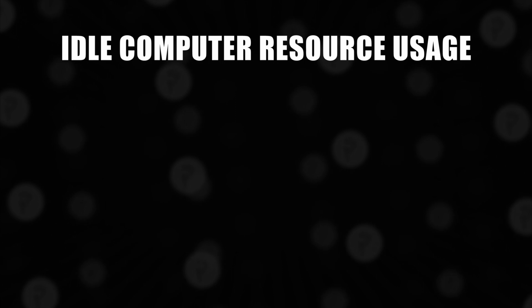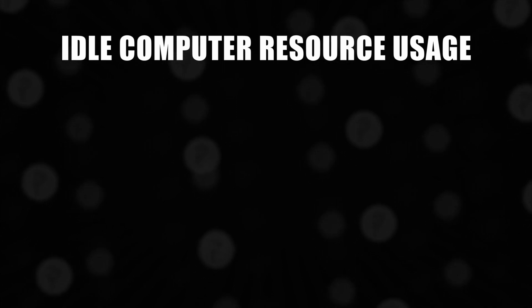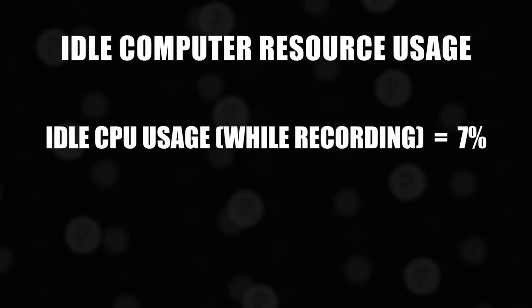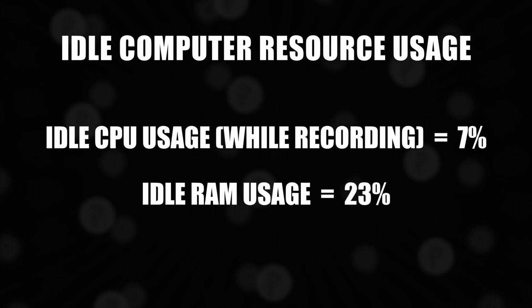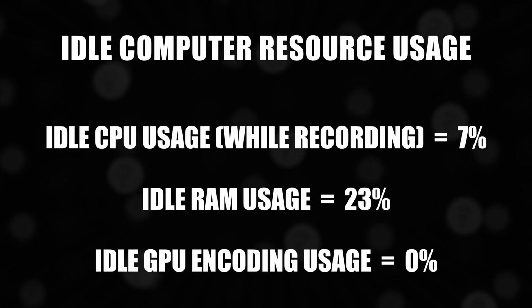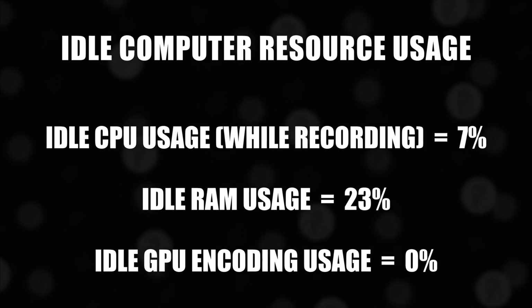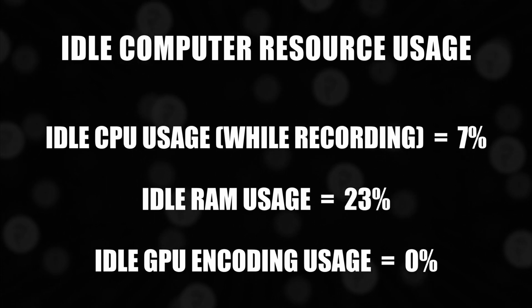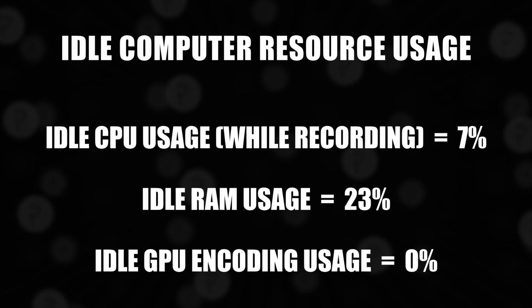Over on the left hand side, I have my task manager open, which shows all of my usages and percentages on a graph. My CPU usage is at about 7% while recording. The RAM idles at about a 23% usage, and the GPU encoding is totally zero, so that's good. So for all the percentages of the results, we're going to subtract what the operating system normally does, and that's going to be our total percentage used.